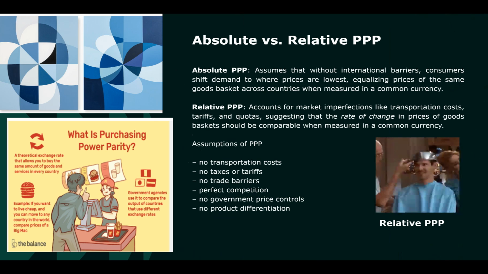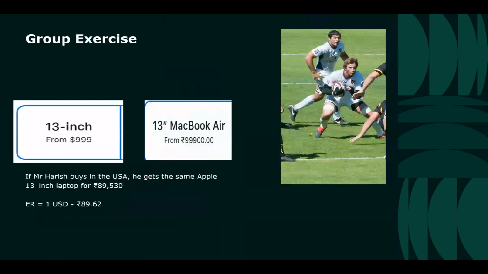To understand this law, we looked at an example of buying a MacBook Air in India versus the US. In the US, if it costs $1,000, and in India it costs 1 lakh rupees, and if you convert at the current exchange rate, you will be getting the MacBook Air for 89,000 rupees, whereas in India, you will be paying 100,000 rupees.